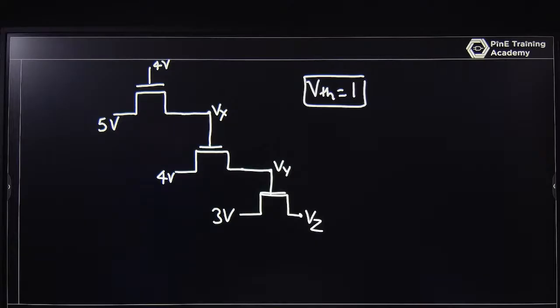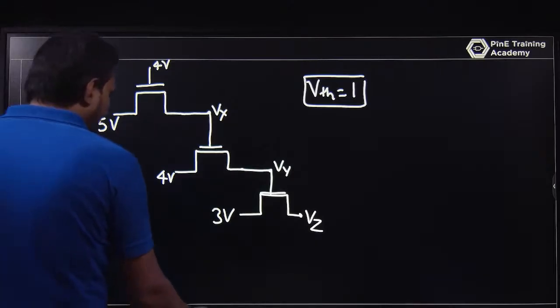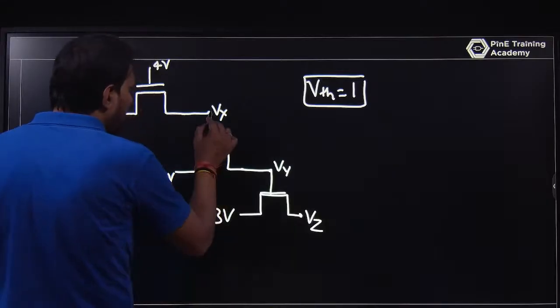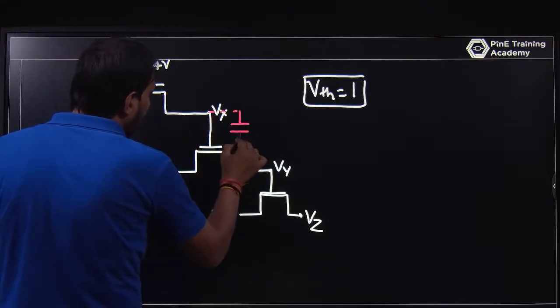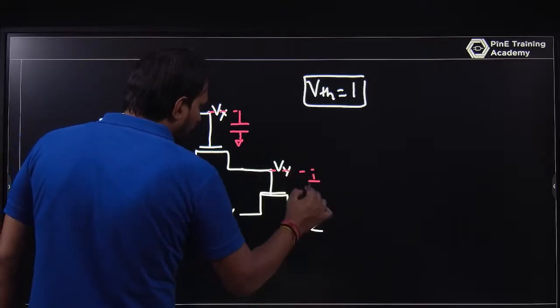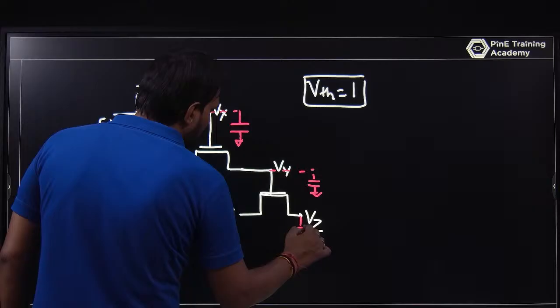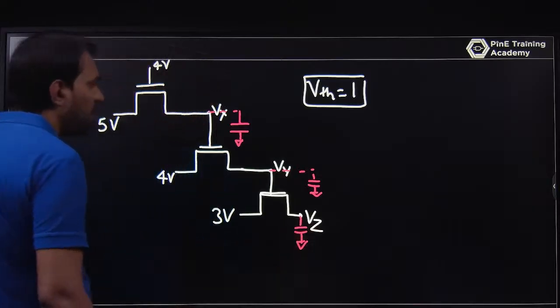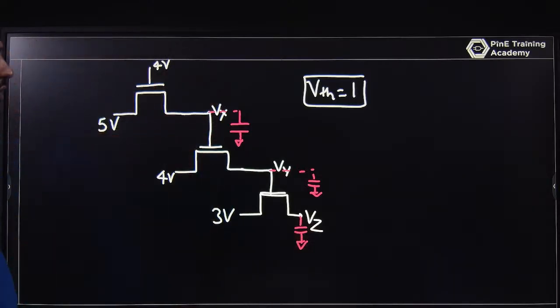Of course, everywhere there is some capacitance. I am assuming this is a capacitor here, this is a capacitor here, and this is a capacitor, with node voltages always with respect to ground. There is a capacitor at Vx, Vy, Vz. What will be the voltage at Vx, what will be the voltage at Vy, what is the voltage at Vz? Just tell me.